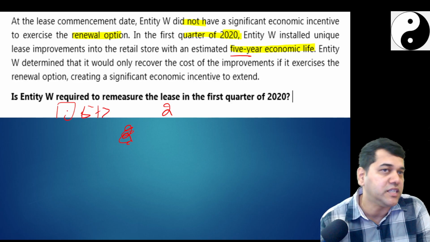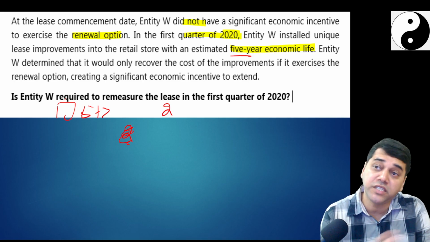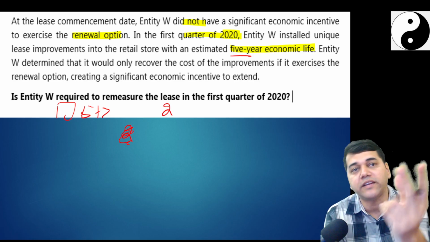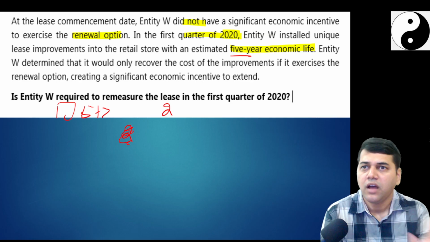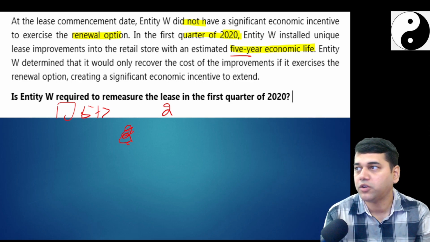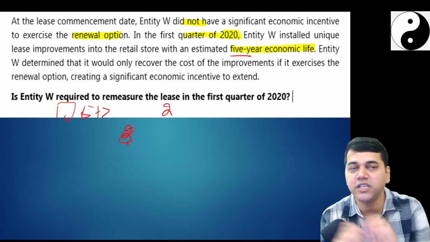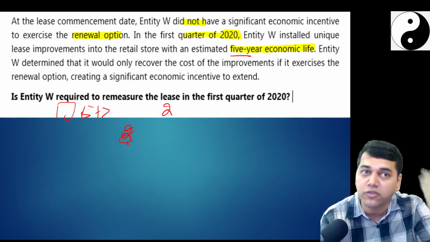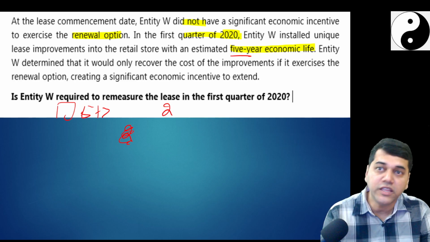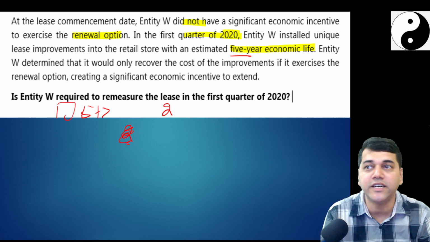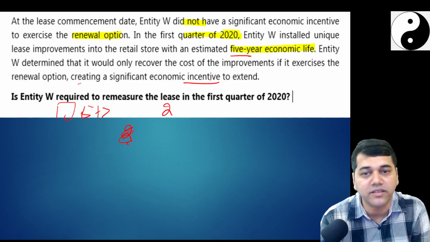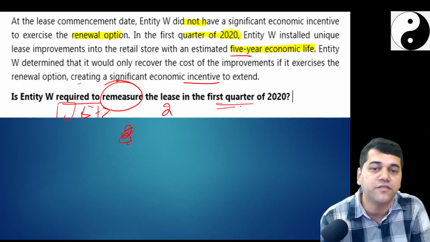At the end of the third year, I installed one new machine. That machine's life is 5 years. But the lease contract in which the machine is installed only has 2 years. I have to extend it. Because if I don't extend, my investment in the machinery is wasted. So this time, previously I was not reasonably certain because at that time the investment was not there. Now along with the variability, my term is also going to extend. So I am going to get the significant incentive to extend. You are required to remeasure the lease in the first quarter of 2020.